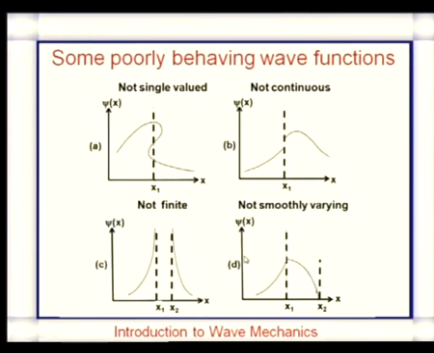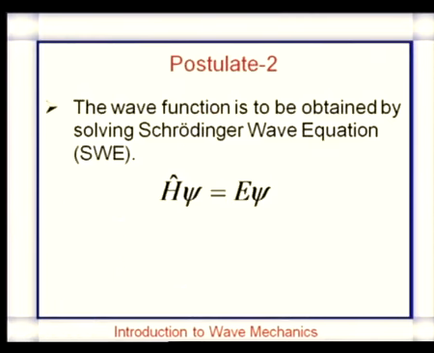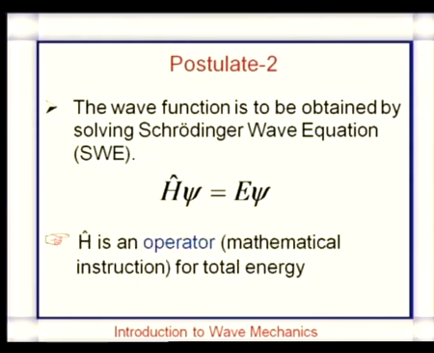Okay, let's move further and talk about the second postulate now. The second postulate says that this wave function can be obtained by solving what is called the Schrodinger wave equation, which we can simply put as H psi equals E psi, where H is the operator for total energy.